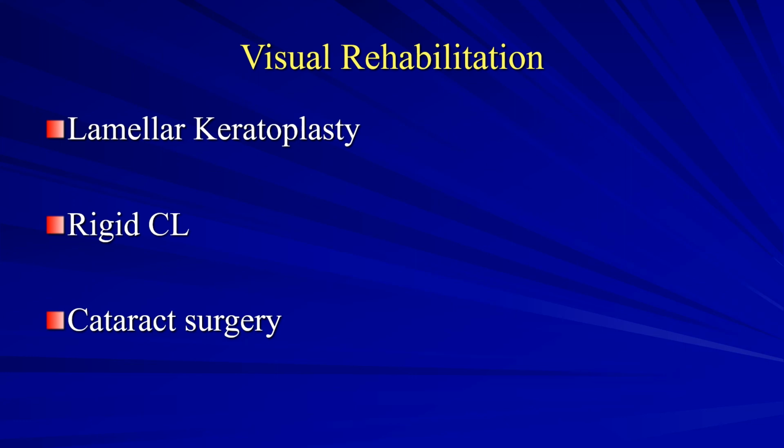The visual rehabilitation can be achieved by lamellar keratoplasty, by removing the diseased part of the cornea and replacing it with healthy corneal tissue. In case when there is imminent perforation, we can use rigid contact lenses, and in case of thinning of the cornea, we can also use rigid contact lenses.